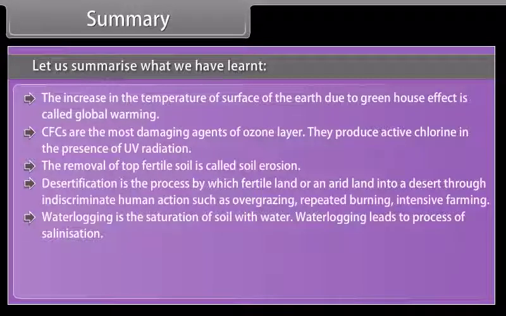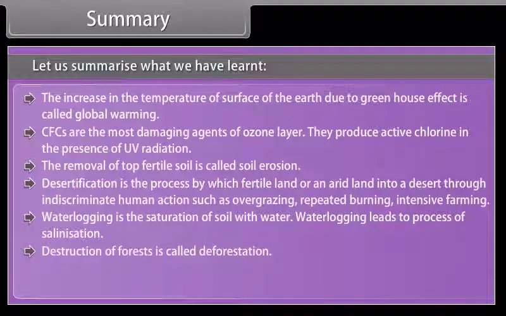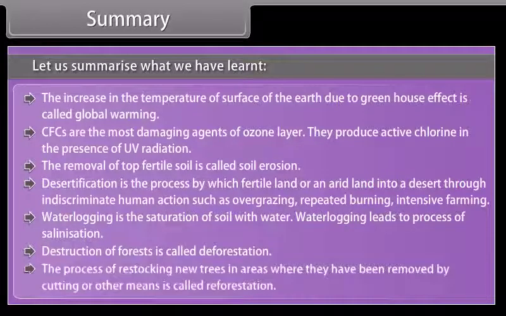Waterlogging is the saturation of soil with water. Waterlogging leads to the process of salinization. Destruction of forests is called deforestation. The process of restocking new trees in areas where they have been removed by cutting or other means is called reforestation.